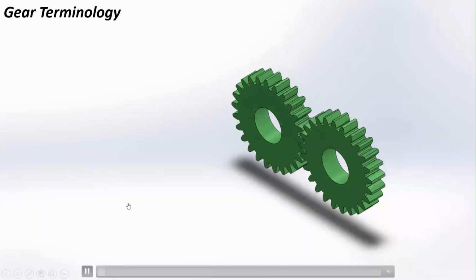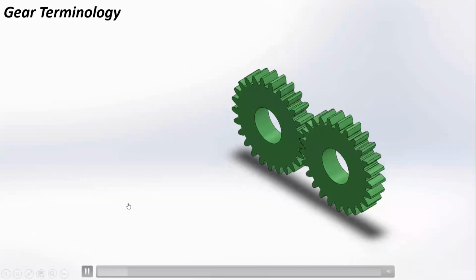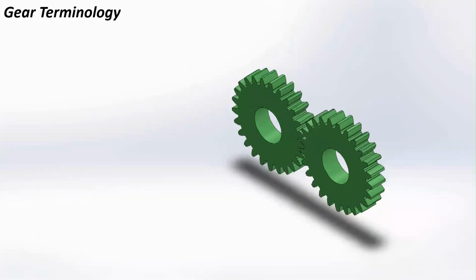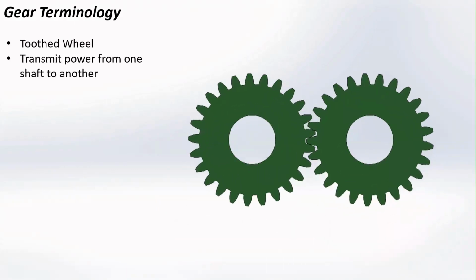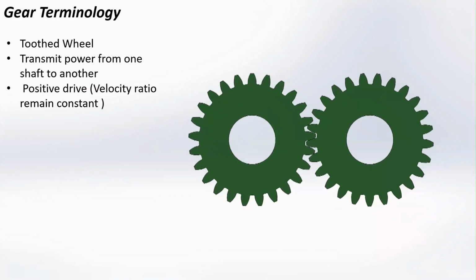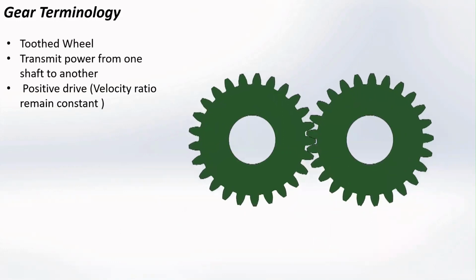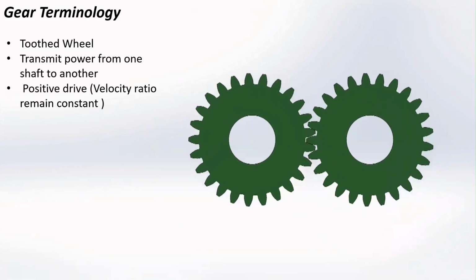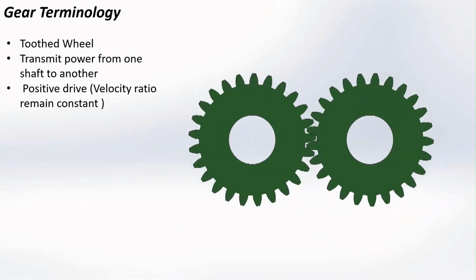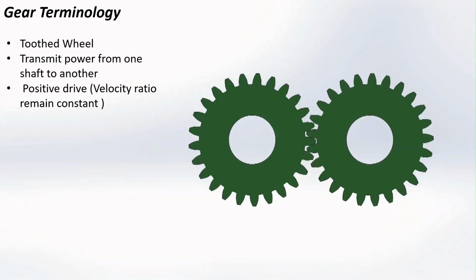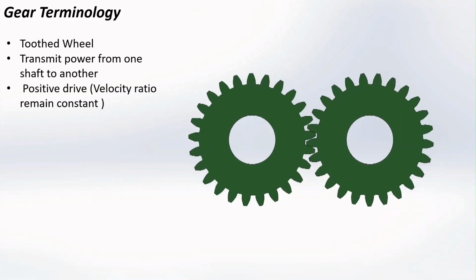Gears are toothed wheels which transmit power and motion from one shaft to another by means of successive engagement of teeth. It is a positive drive, which means the velocity ratio will remain constant throughout the operation. Gears are generally used when the center distance between the driving and the driven shaft is small.